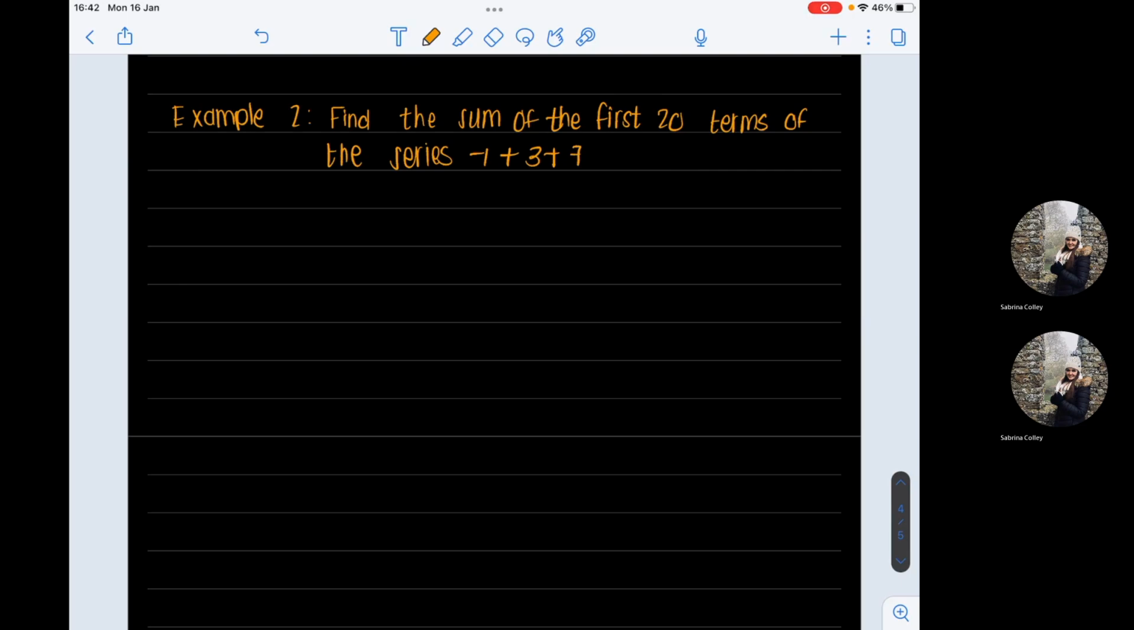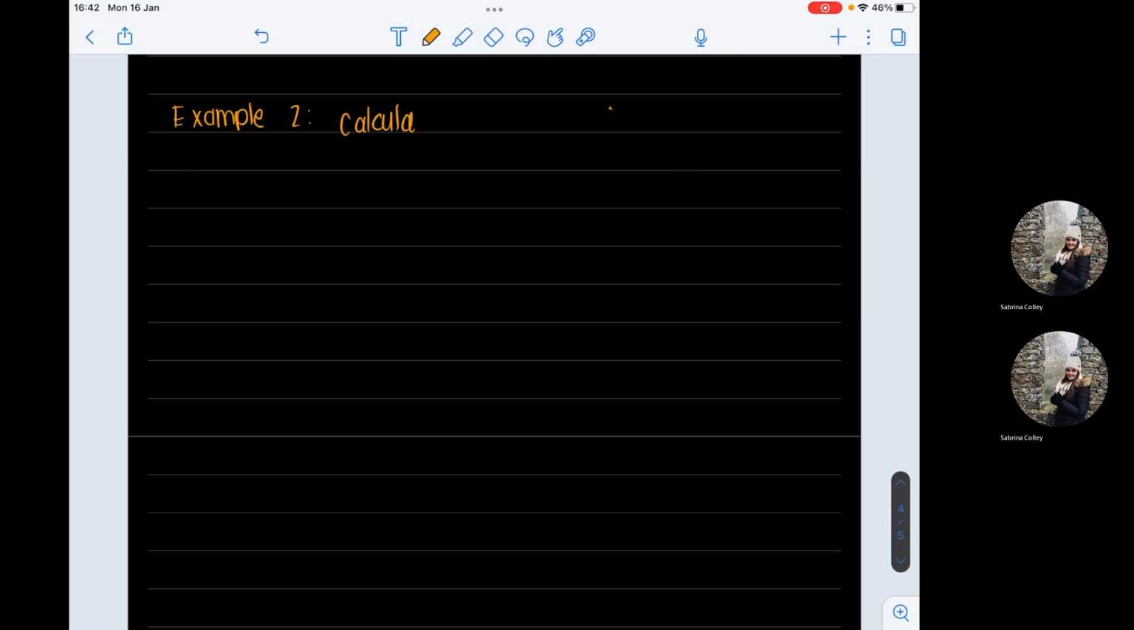Now I'm doing the same thing. Hold on. That is the same example. Let me redo that. Calculate the sum of the following series. I take 3 plus 5 plus 7 all the way up to 111.